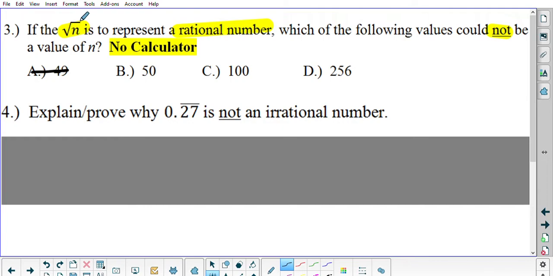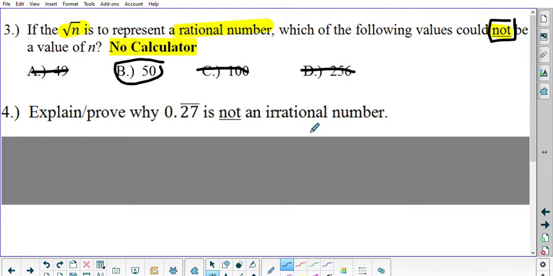The square root of 100 would be 10. That would be a rational number. So that could be a value of n. I'm trying to find which one could not be a value of n, so that's not going to be the answer. Is 256 a perfect square? The square root of 256, yeah, that would be a perfect square. So that would equal a whole number. You can find it on your list of perfect squares from your squares and square roots guided notes. So that would be a rational number. I will need to find one that's not going to be a value of n. So lo and behold, that would be choice B. These problems that have the word not can be quite tricky. I'm going to be honest with you. You have to read them carefully.